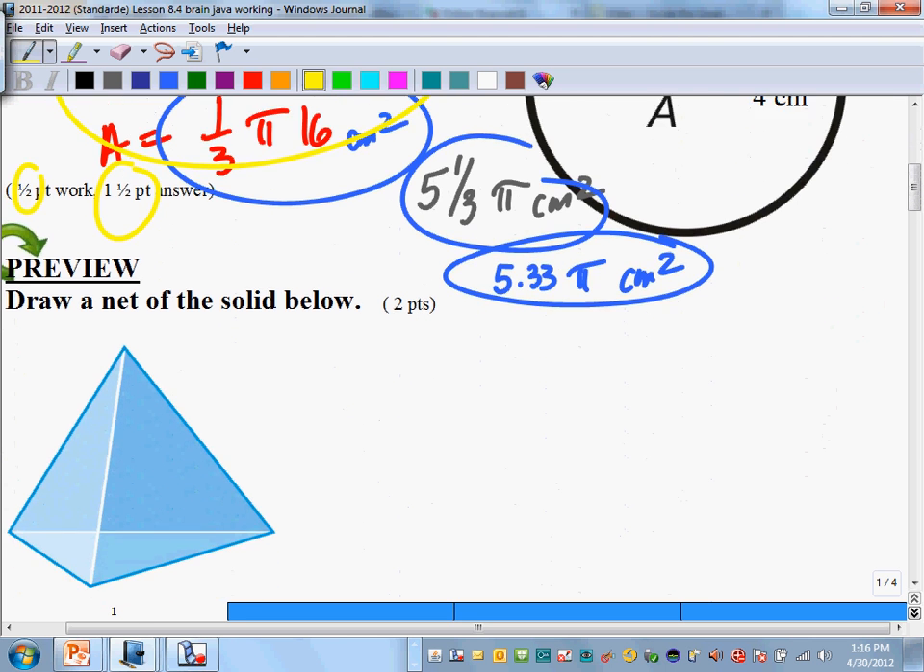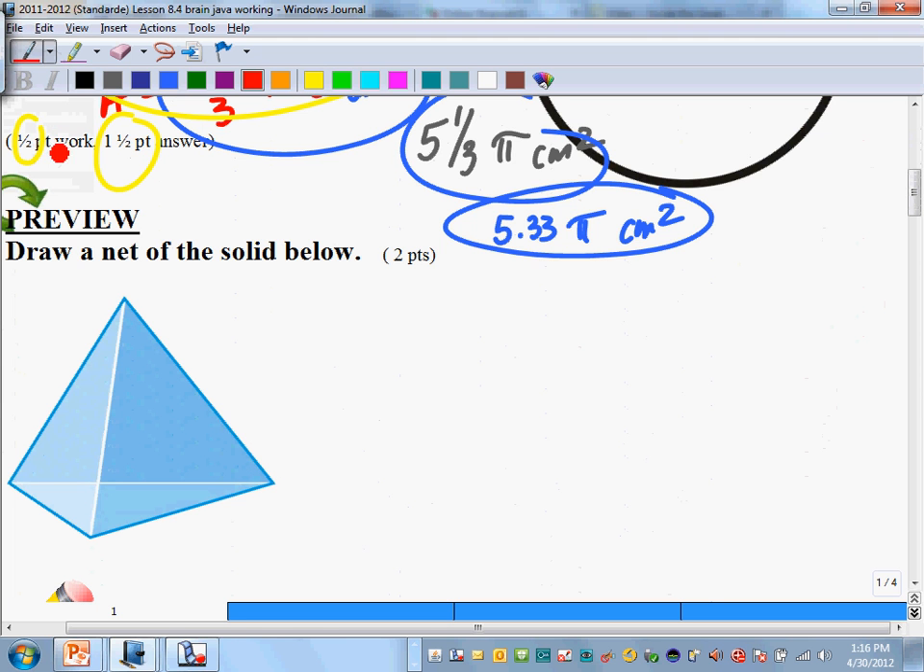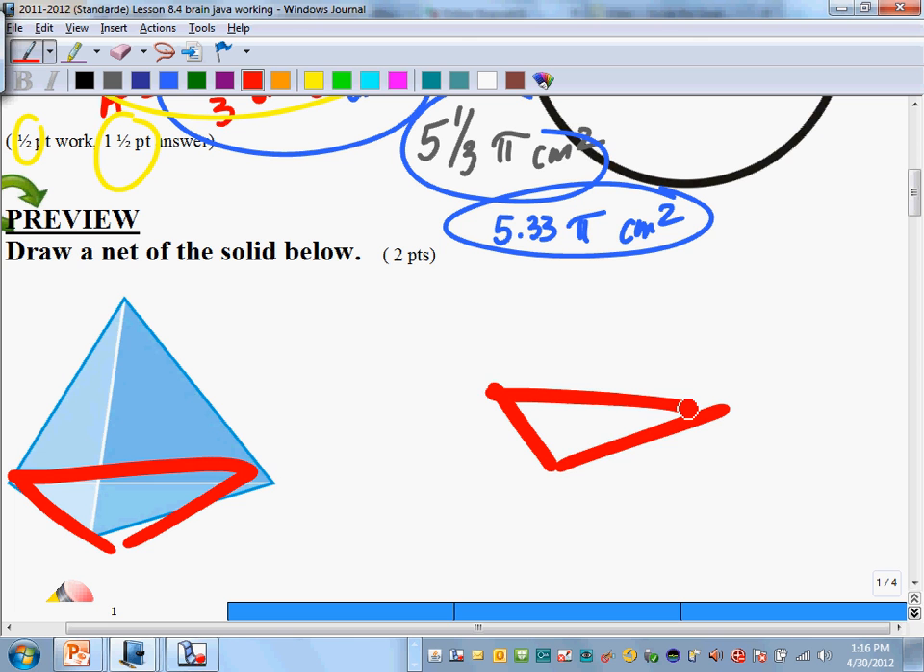Okay. Annette, if you watch the video, this was really easy. First, you start with your base. Basically, you unfold it. So here's your base.